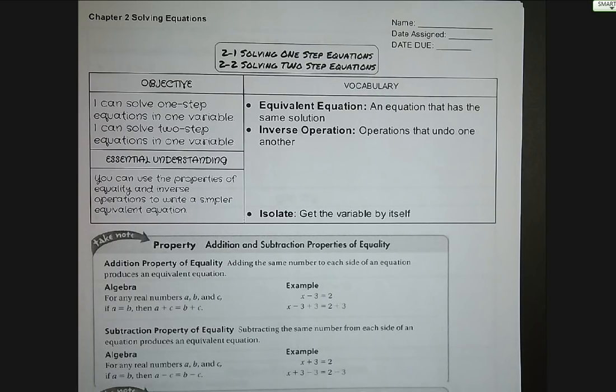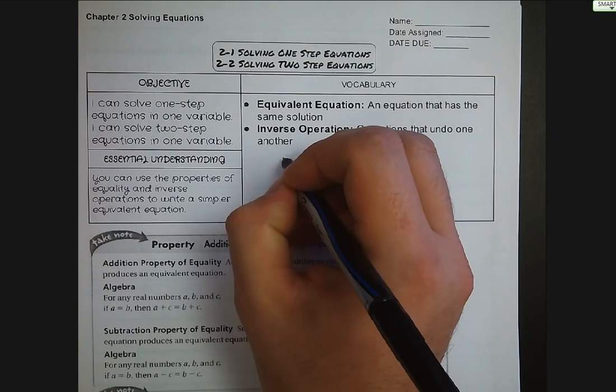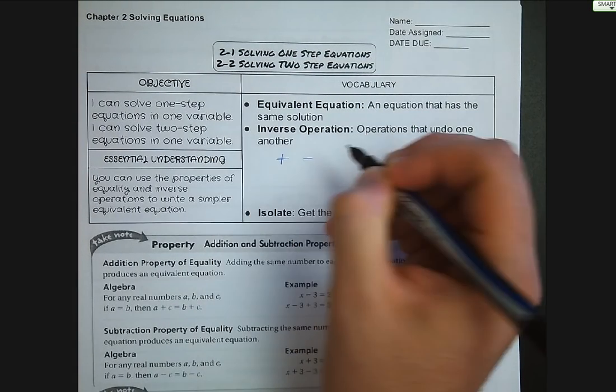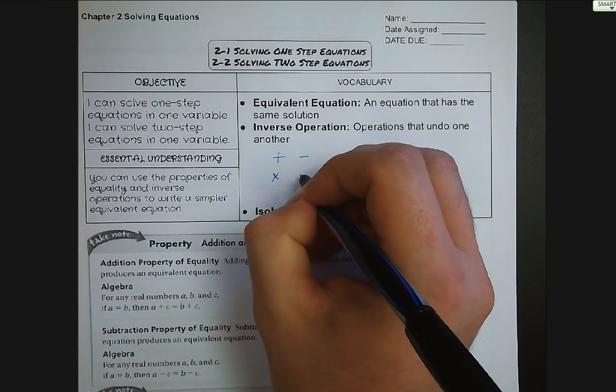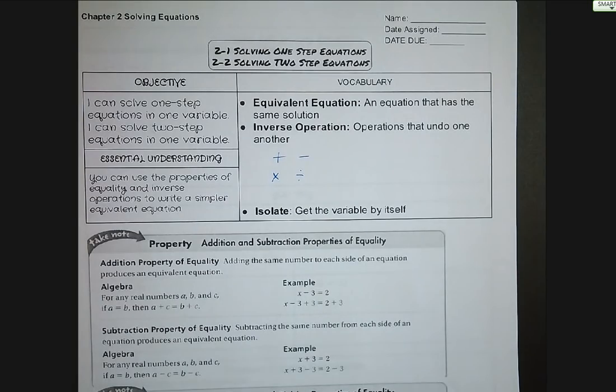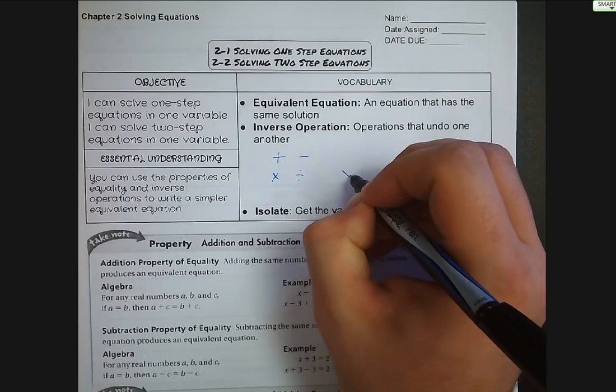You are going to use the properties of equality and inverse operations to write simpler equivalent equations. So an equivalent equation is any equation that has the same solution. Inverse operations are operations that undo one another. Some examples of these are addition and subtraction. Those are opposite operations. Multiplication and division are opposite operations. And squaring and square rooting are opposite operations.